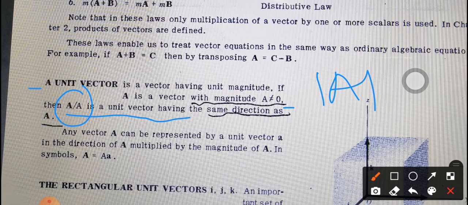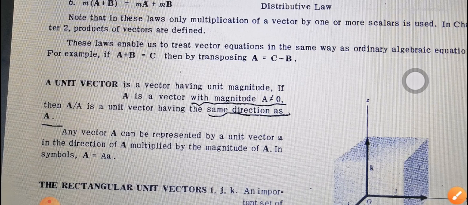Normally we represent the unit vector with the help of a small letter. For example, if capital A is the vector, then its unit vector will be represented by small a. If capital B is the vector, its unit vector will be represented by small b. So here you can see that the unit vector is a vector with magnitude 1, and we can construct the unit vector by dividing the vector by its magnitude.